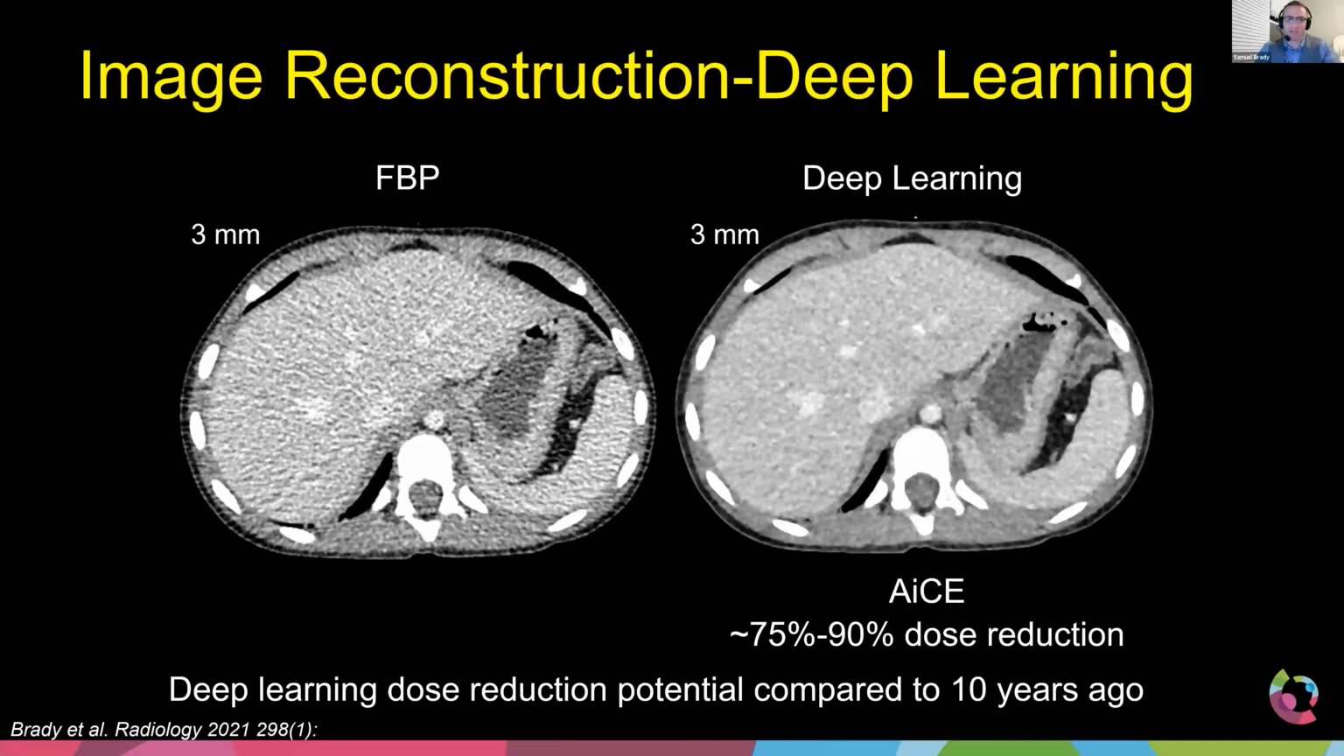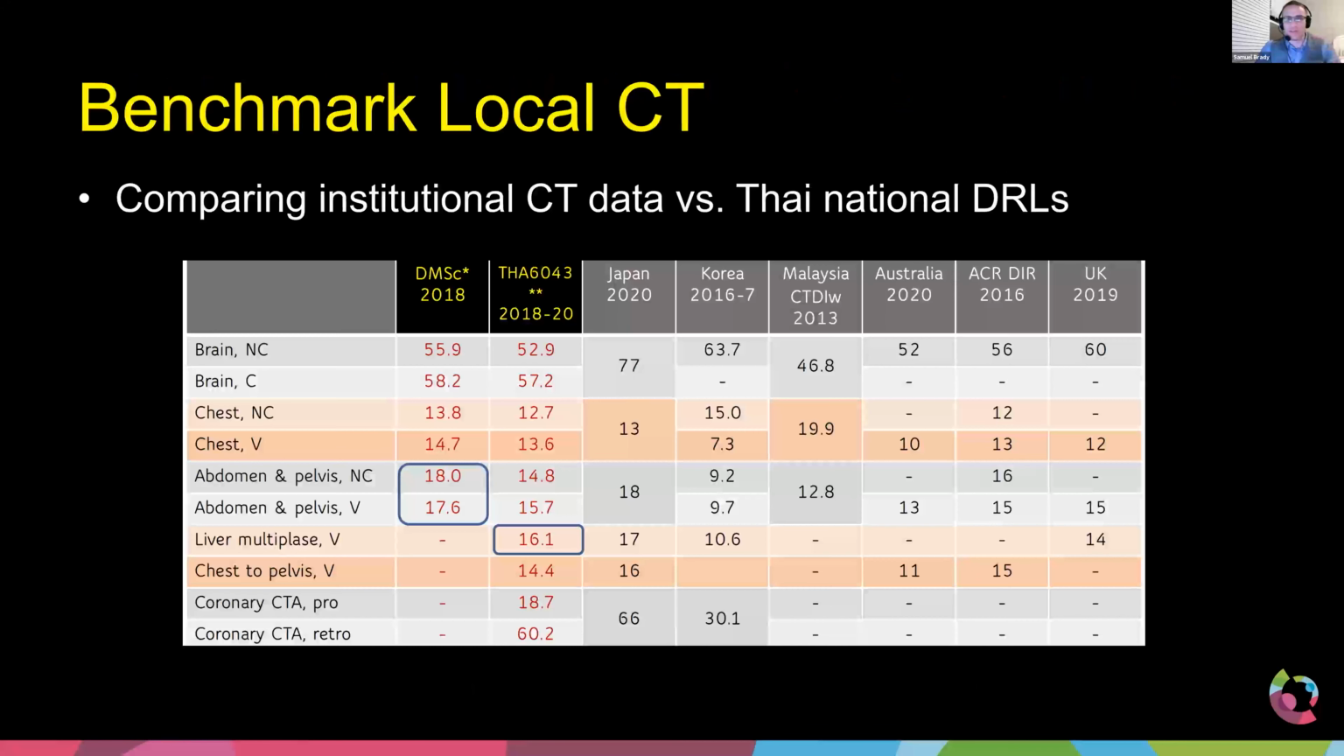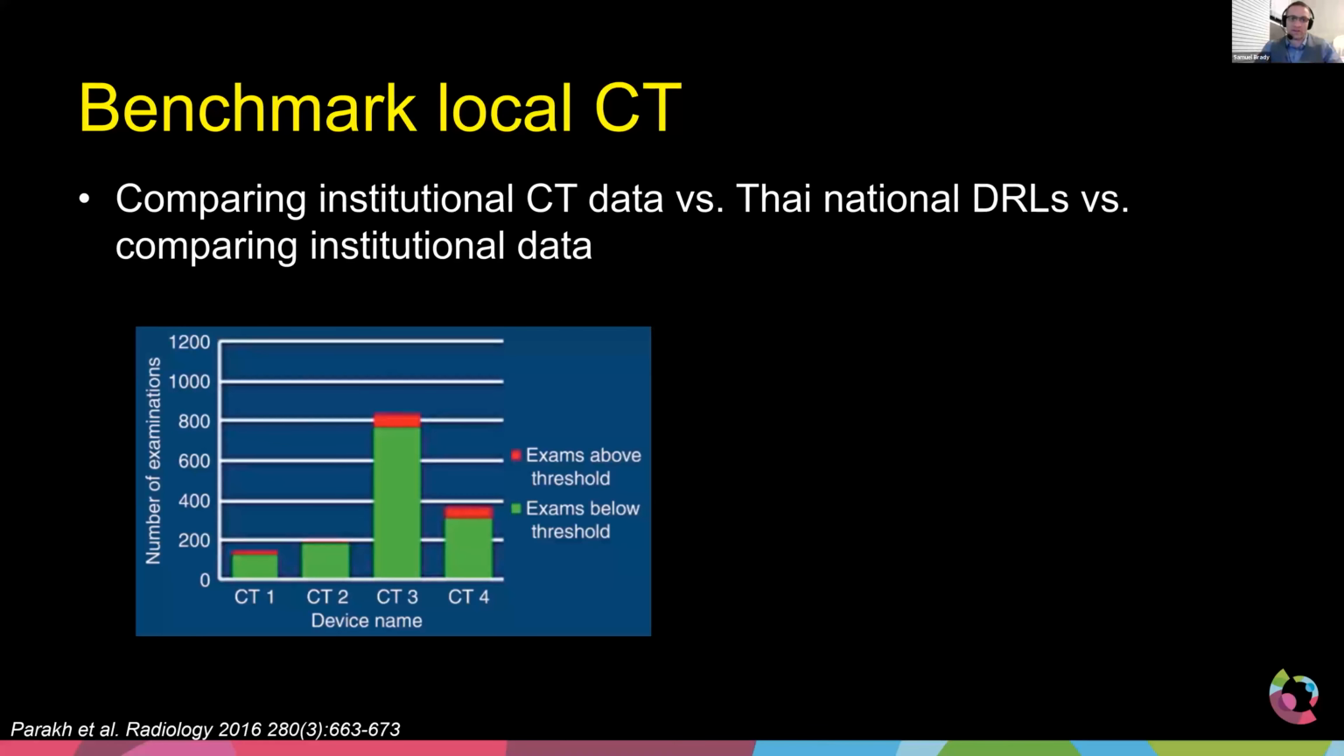But I would also say we're at the point where we've come down so low, let's focus a little bit on image quality. Let's ask ourselves, can we make it that much better for our radiologists, and then maybe get a little bit of dose reduction with that. I've been mentioning this whole time how you guys in Thailand are doing great. When you look at your overall national DRLs compared to what you see in Japan, Korea, Malaysia, your local region, and then compare that to America, the UK, and Australia, you're kind of right in the middle, maybe just a little lower than the total global average. And so that's a great thing.